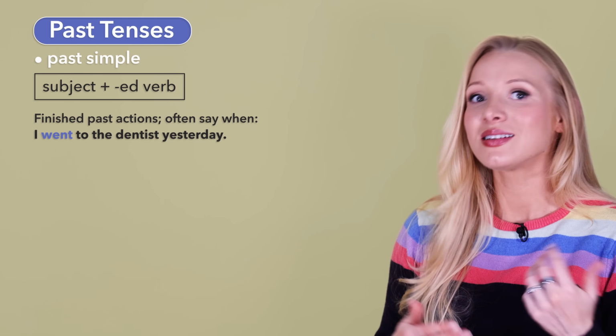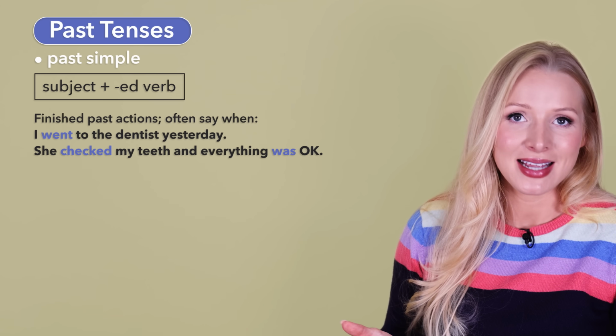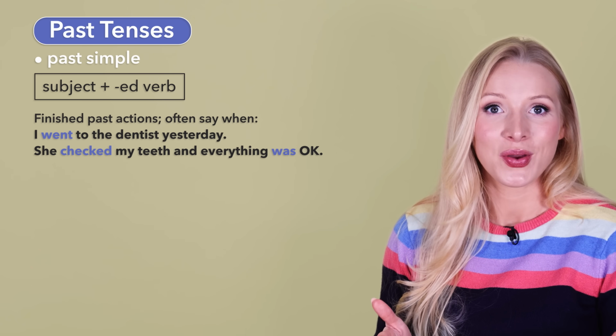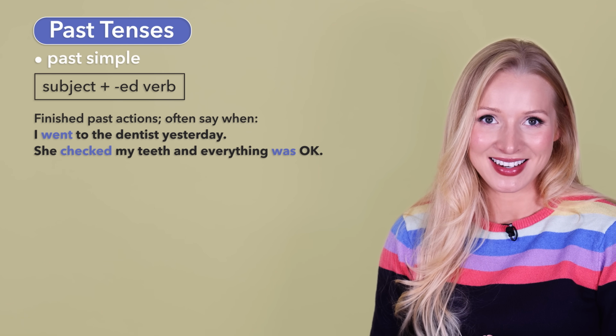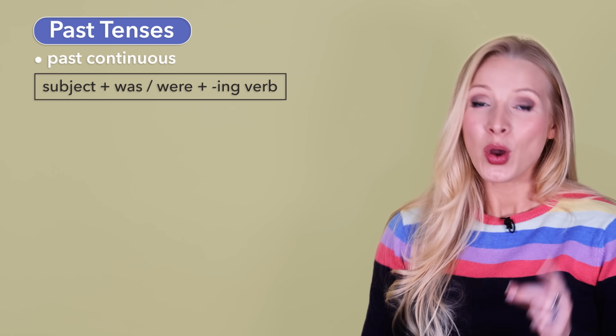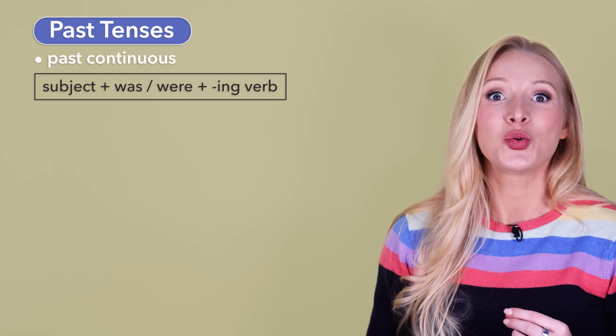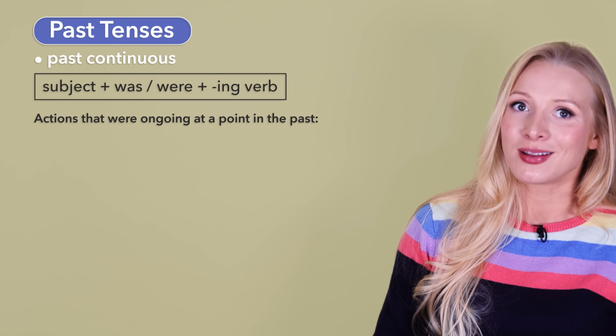I went to the dentist yesterday. She checked my teeth and everything was okay. The past simple is another very common tense in English. Next, the past continuous, formed with was or were plus ing verb. We use the past continuous to talk about actions that were ongoing at a point in the past.